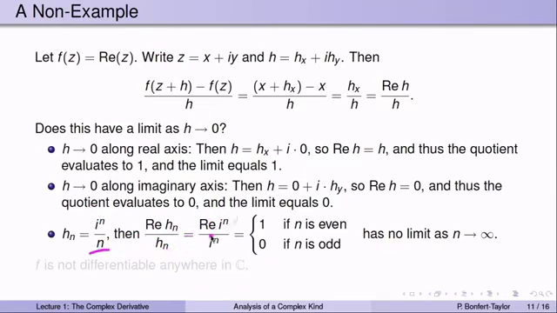The denominator is i^n over n, which simplifies to the real part of i^n over i^n. i^n is 1 or negative 1, or i or negative i. When you look at the quotient, for even n's, i^n is real, and so the quotient is 1. For odd n's, i^n is purely imaginary, it is i or negative i, and the quotient is therefore 0 because the real part of i^n is 0.